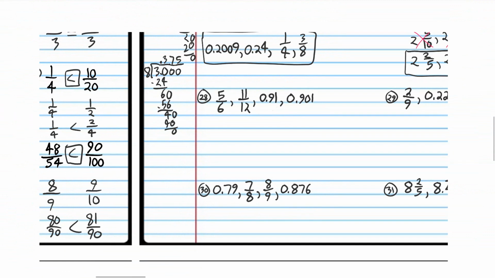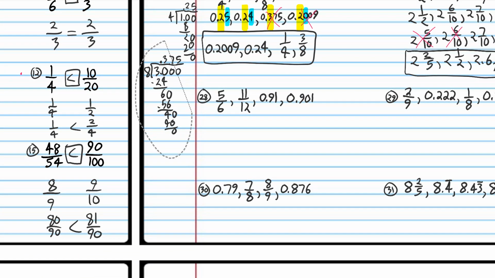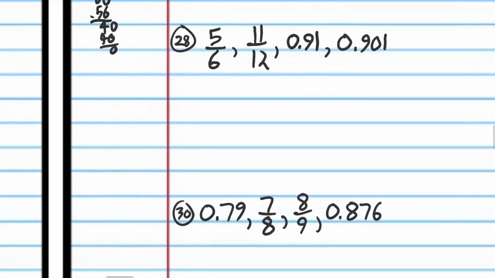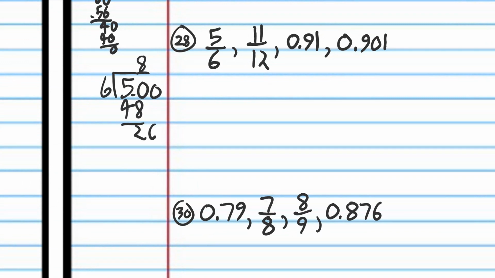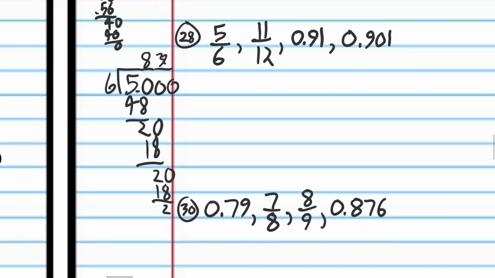All right, we're back. I'm going to shrink this because I'm running out of room here. All right, so 5 divided by 6. And you can see it's just going to be a repeating decimal. I just keep getting 3, 3, 3, 3, 3, 3, and bring the decimal straight up. So 5/6 is 0.83 bar. Bar means it just keeps going on forever. So now 11 divided by 12.